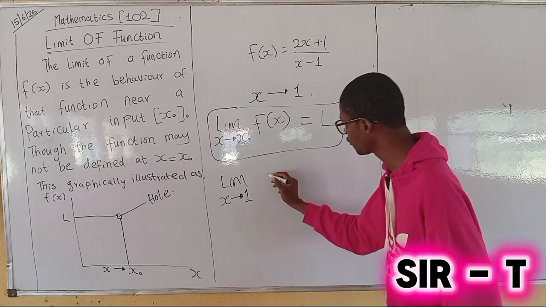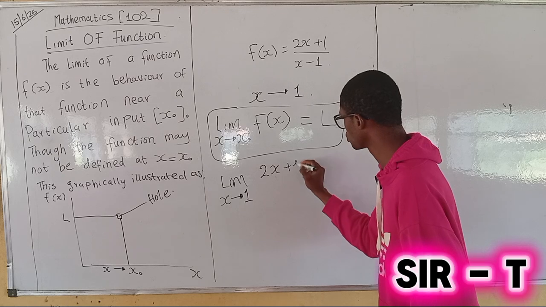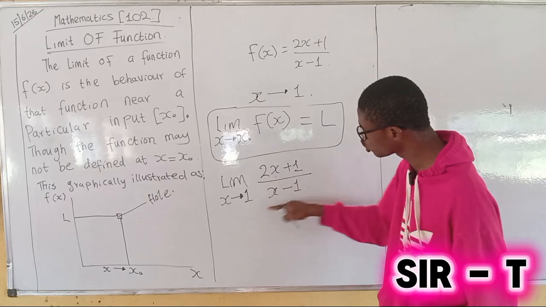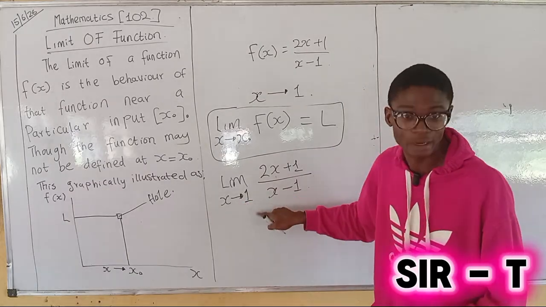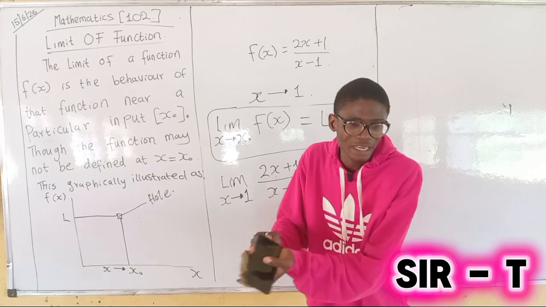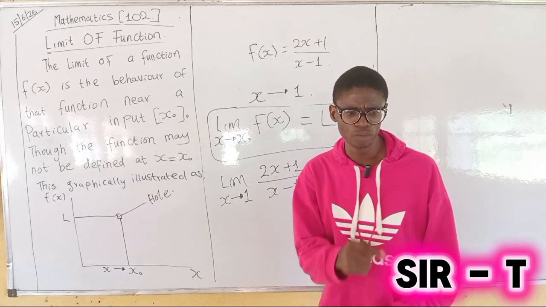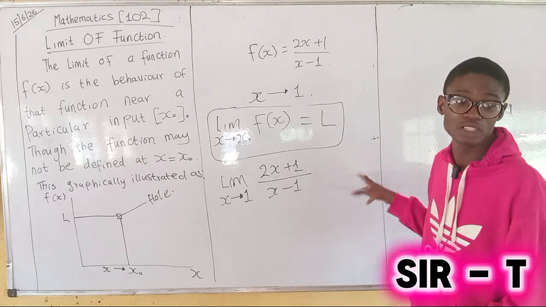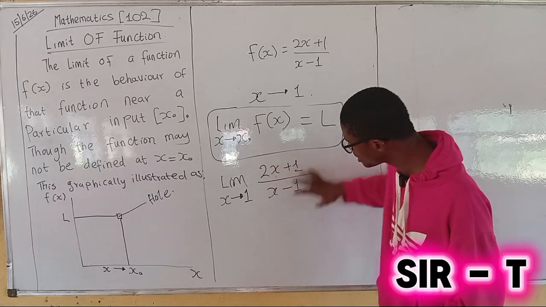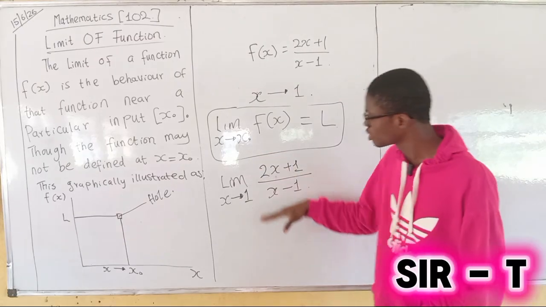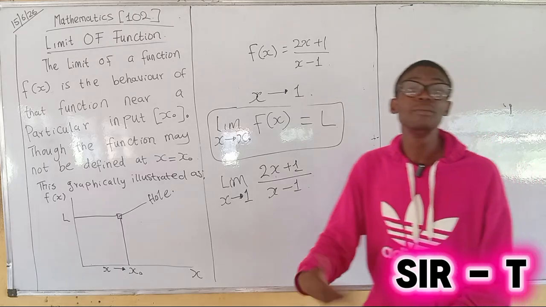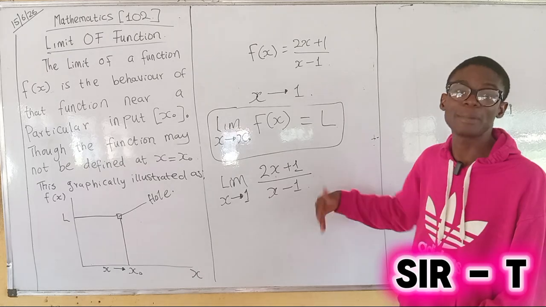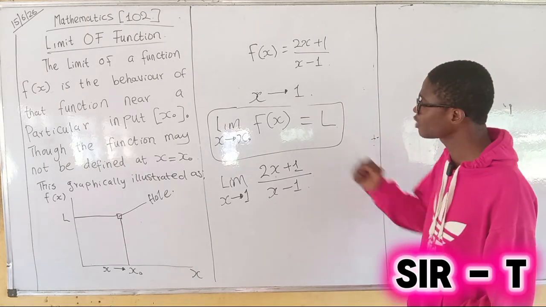And the function f(x) is (2x + 1)/(x - 1). We want to know the behavior of this function if we don't make x equal to 1, but take it to be a very close value to 1. An example of a close value to 1 is something like 0.99999 or 1.00001. If you put it inside this function, you should get an answer that is L. So that's what limit is all about: putting those values into the function and getting that particular answer. And there are methods of solving limits.